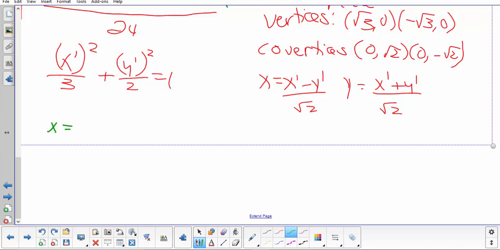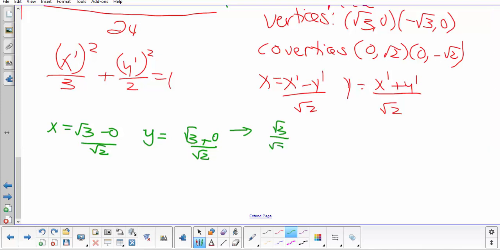X equals, so the first one is root 3, 0. So root 3 minus 0 over root 2. Y would be, we have root 3 plus 0 over root 2. So this is going to turn into the point root 3 over root 2, root 3 over root 2, which we then rationalize by multiplying numerator and denominator by root 2. So we get root 6 over 2, root 6 over 2.